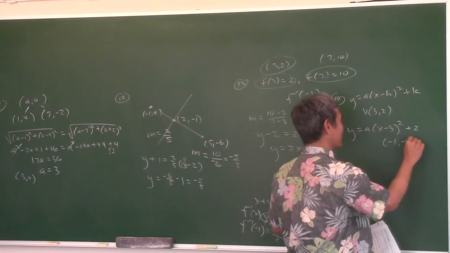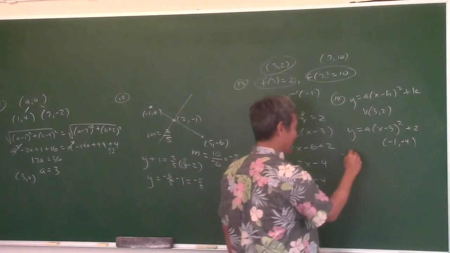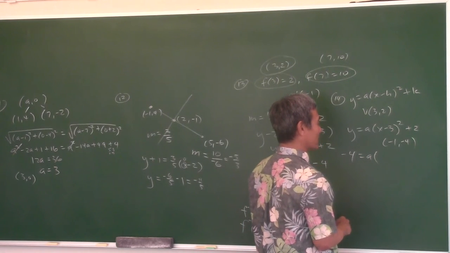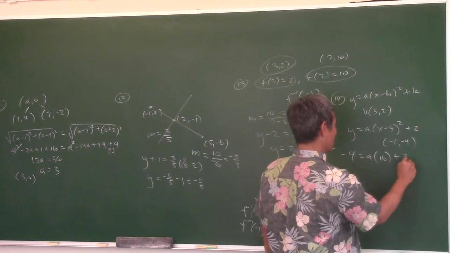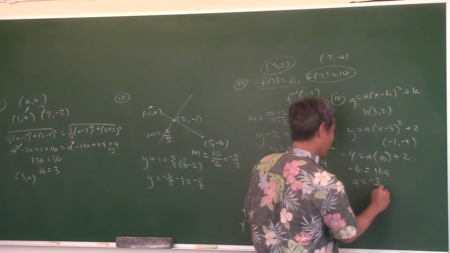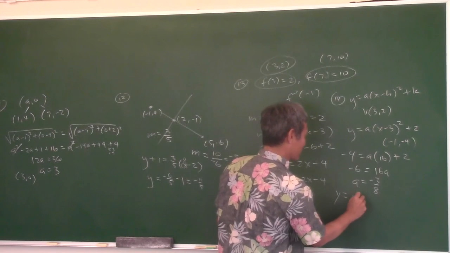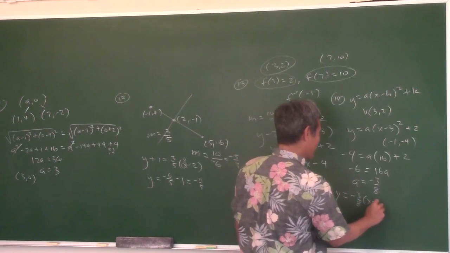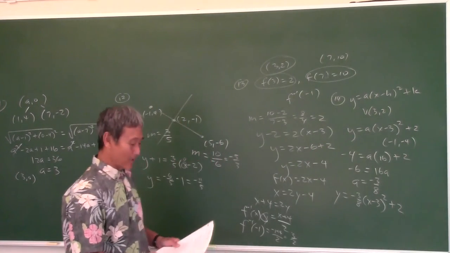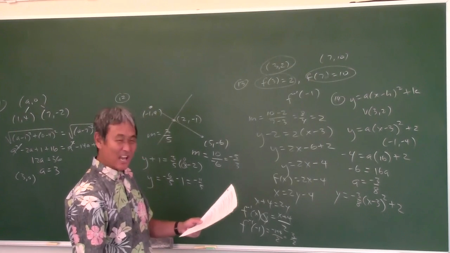Now what do you think I'm going to do with that? You plug it in to figure out what a is. So -4 is equal to a times -4 quantity squared 16 plus 2. So 16a is equal to -6. A is equal to -3/8. So therefore the equation of the parabola is y equal -3/8 times x minus 3 squared plus 2. That's the equation of the parabola. But then it says find the x-intercepts.